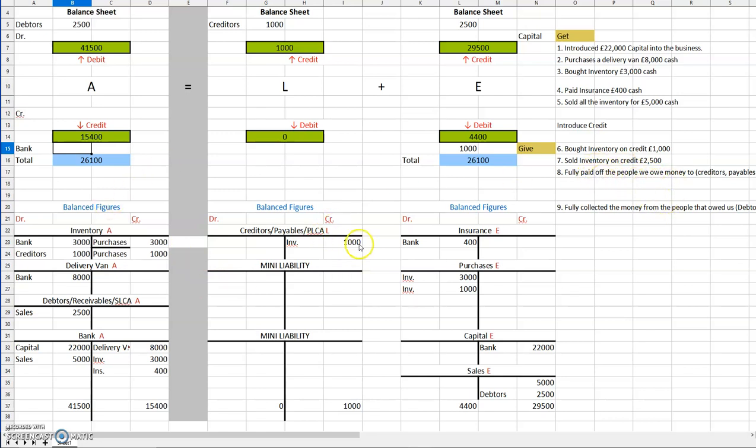And how much do we owe? Well, we owe £1,000. So you can tell how much you owe in the liabilities. So it's very important to be keeping an eye on that. It's, of course, great to be keeping an eye on your assets, but it's also very important to know how much money we owe to people. So there's £1,000 there that we owe people. So we want to pay them off. So what's going to happen is our bank is going to go down.